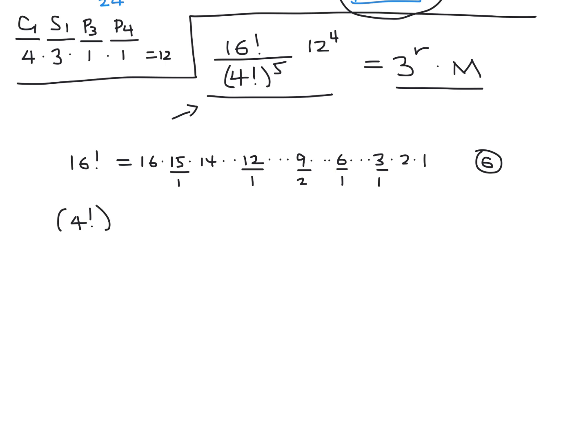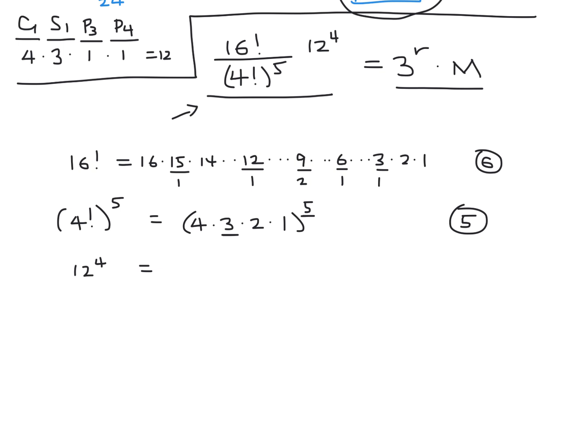And in particular, 4 factorial to the power of 5. Well, that's easy. That's just 4 times 3 times 2 times 1, all to the power of 5. Well, we got 1 factor of 3, but it's to the power of 5, so there's actually going to be 5 of those guys. So we got 5 of those. But that's in the denominator, though. And then we have this big guy, 12 to the power of 4.